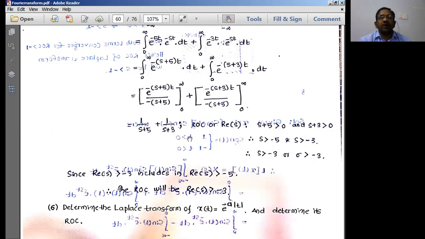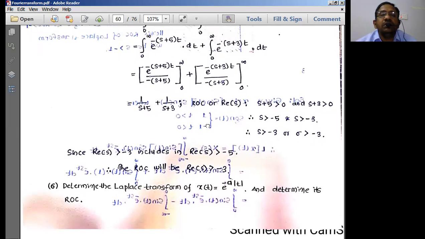What you have to understand here is that if you have e to the power minus of something in the denominator, we get s in terms of positive sign, s plus 5. If you got a plus here, we'll be having s minus 5. So once you have this equation, you can directly write this. If you know that particular step, you can skip this step, no problem. Even if you write it, no problem. So the final equation is 1 by s plus 5 plus 1 by s plus 3. Now we'll find out about ROC.